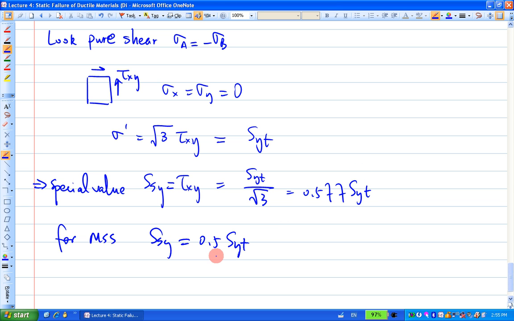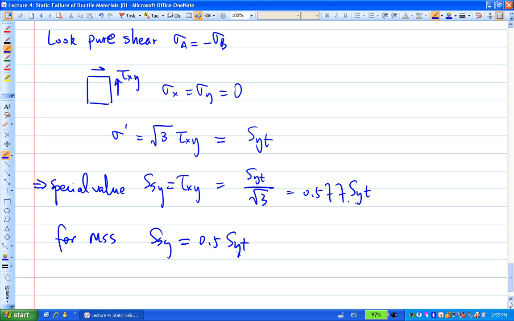Which theory gives us a bigger shear strength value? DE, right? So DE has a slightly bigger one. Okay, so here's the idea now. DE is comparing with a bigger strength value, but MSS is comparing with a slightly lower, smaller shear strength value.